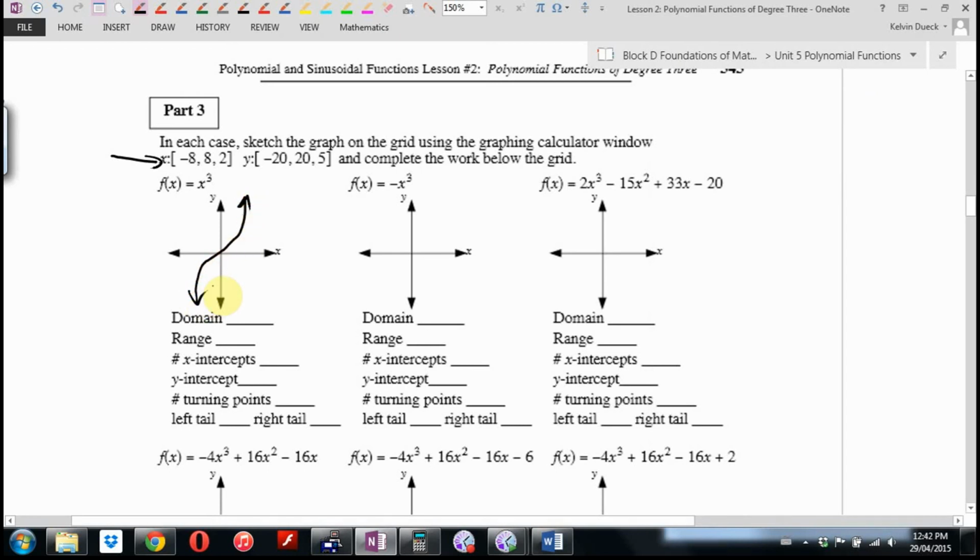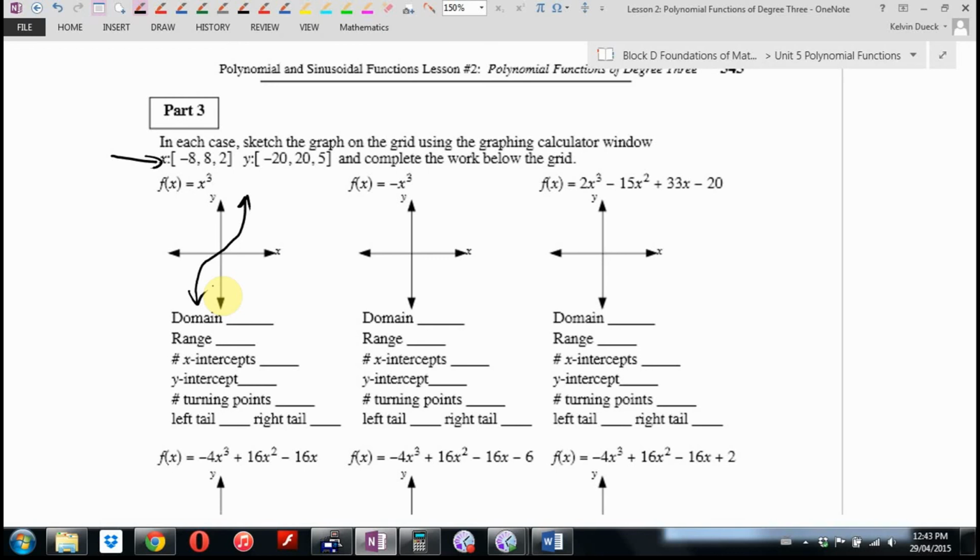I used to give these a nickname. What's the degree of x cubed? 3. The number 3, is it an odd number or an even number? Odd. So the x cubed graph belongs to odd degree functions. And I used to tell my kids that these were John Travolta functions. Because John Travolta is very odd. That's how we remembered it. Odd degree functions are John Travolta functions. Or if they're negative, okay.